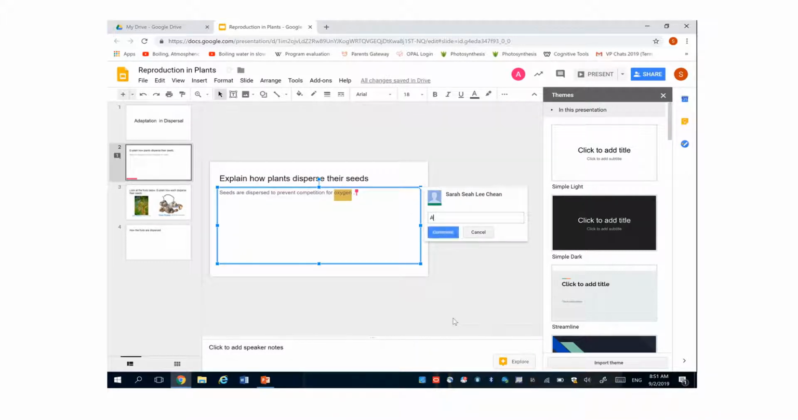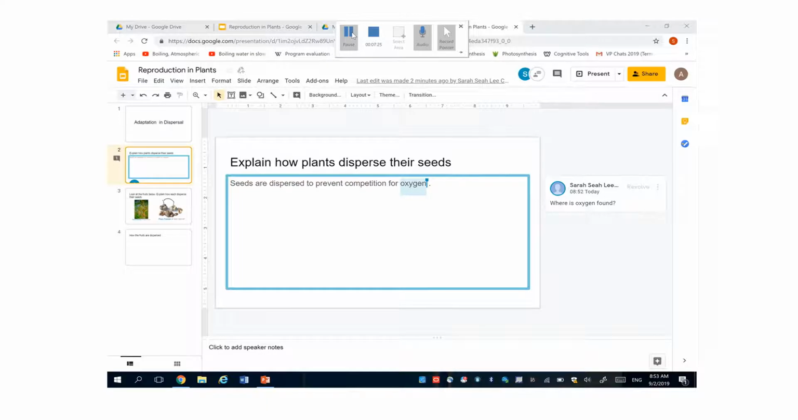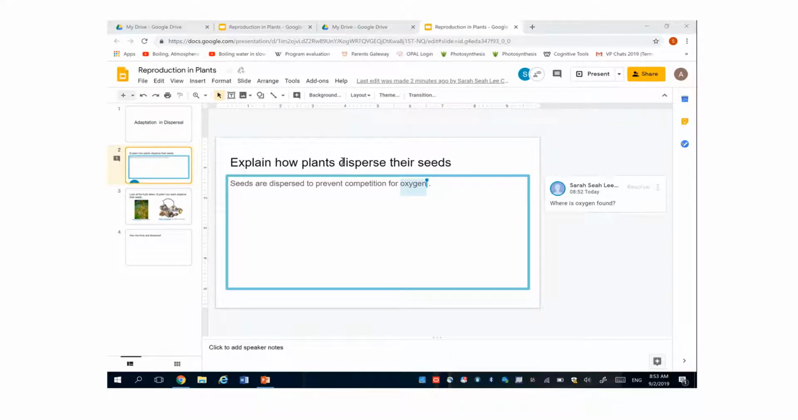So as a teacher, I can actually ask the student anything I want to probe further along the line of this. These comments will automatically appear on the student's slide at the same time. Let us now have a look at how it looks like on the student's interface. As you can see on this screen, this is the student's interface, and the student now gets a box from Teacher Sarah that asks, where is oxygen found?